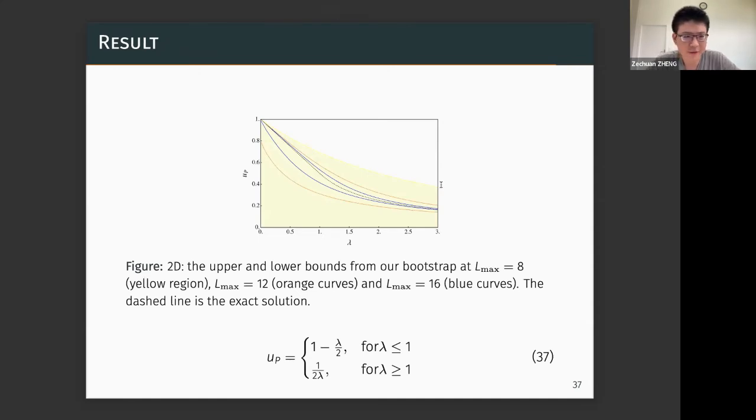Okay, this is the result of our bootstrap. For 2D, I notice you that large N Yang-Mills in two dimensions is exactly solvable, and equation 37 is the exact solution of the one plaquette average. In the plot, this is our bootstrap result. The yellow, orange, and blue lines are the shrinking allowed regions as we increase the bootstrap cutoff. Actually, this is instant. It doesn't take any time to finish this plot.